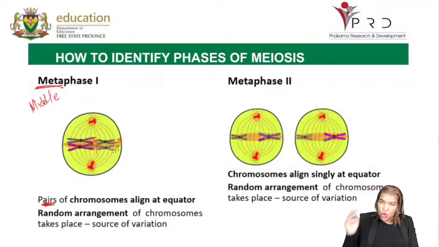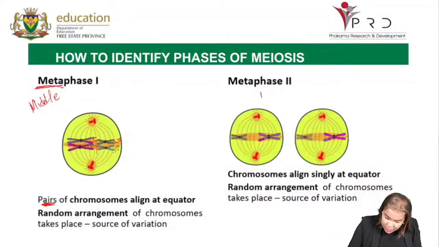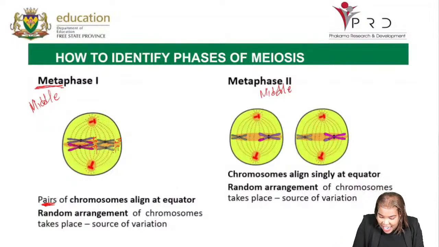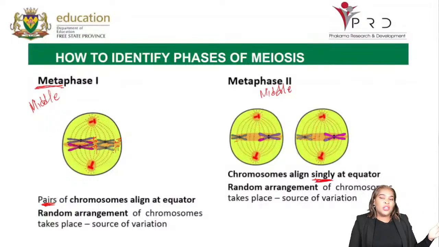But in metaphase 2, they are still in the middle. That is how you're going to look for it. Metaphase, middle. They are still in the middle. However, they are arranged singly at the equator. You see now it's just 1-1. Because the first division has already happened.